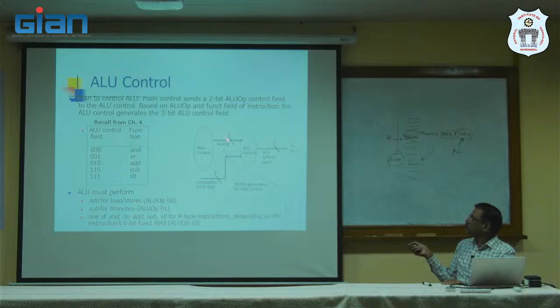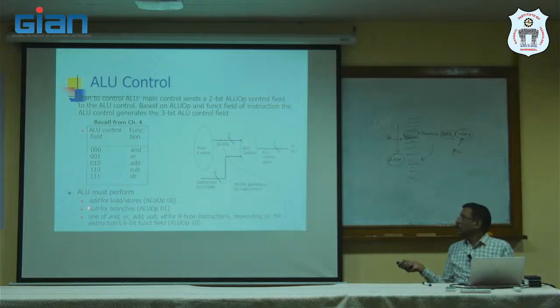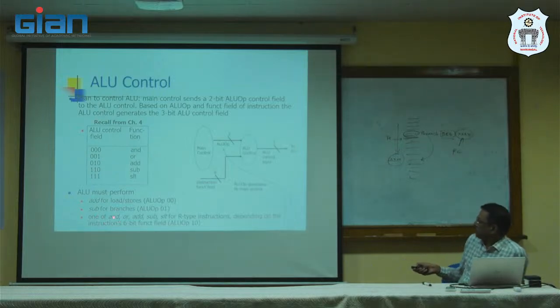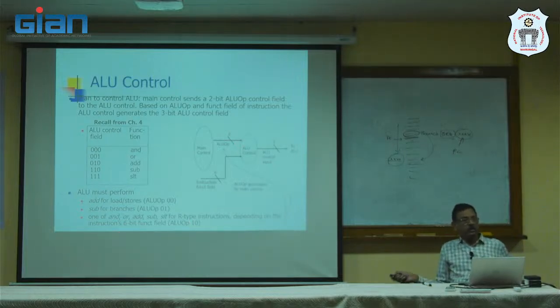So 00 is for add operation, but that add is not a normal add. That is address calculation for load and store. And 01 is for subtraction, but this is not normal arithmetic subtraction. This is subtraction for the branch instruction. Then other operations like addition and subtraction are normal arithmetic operations, R type instructions. All R type instructions are 10. So that is the encoding from the main controller to the next lower level controller.